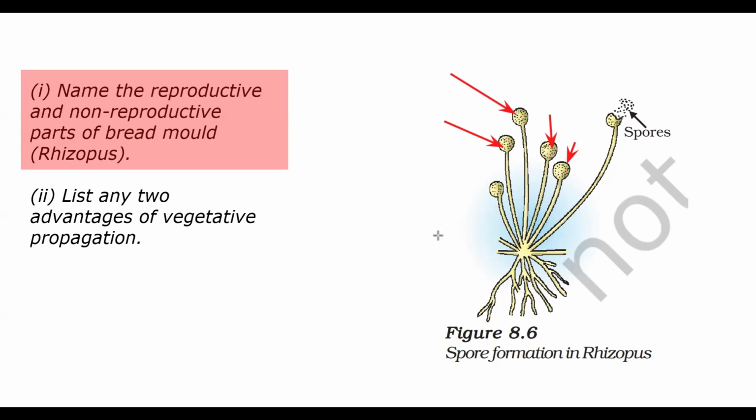So these thread-like structures are called hyphae. I should write it down: we call them hyphae, H-Y-P-H-A-E. So this is the non-reproductive part of this Rhizopus.